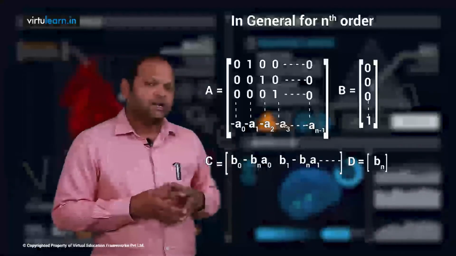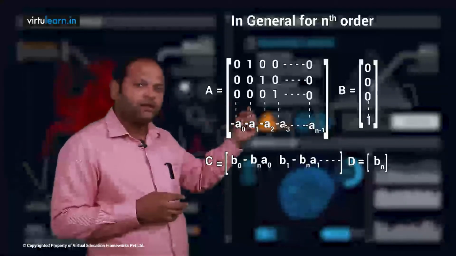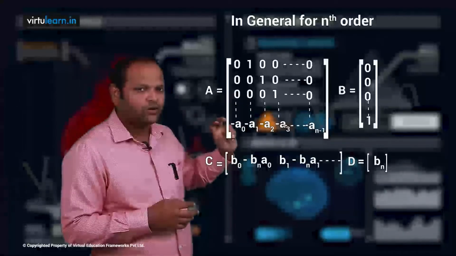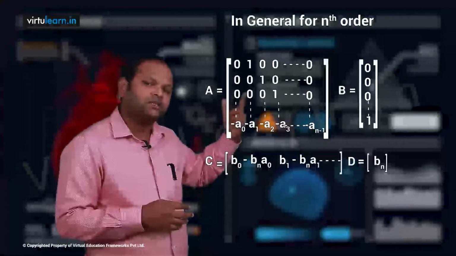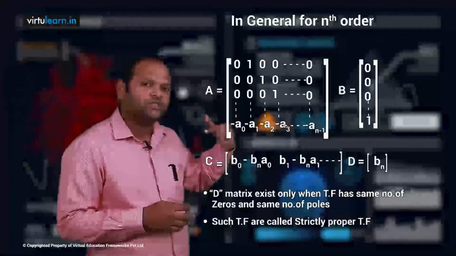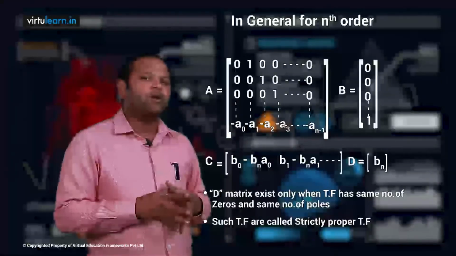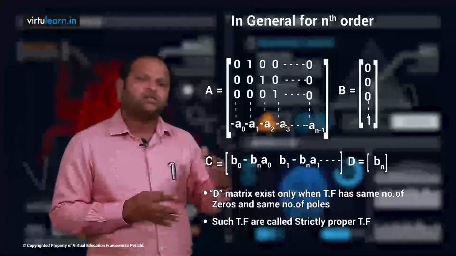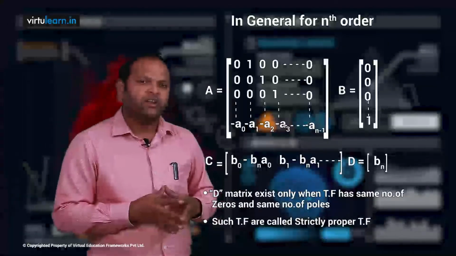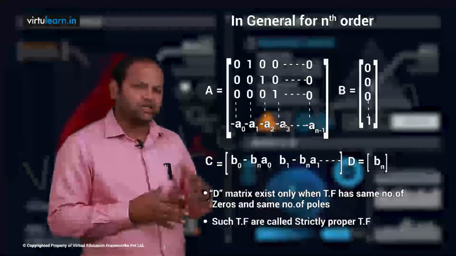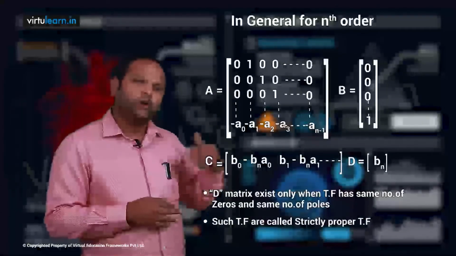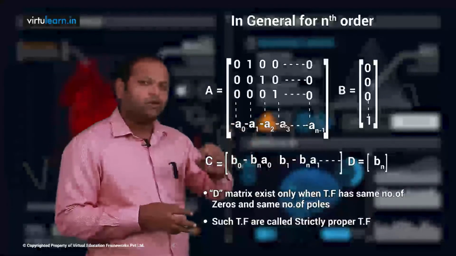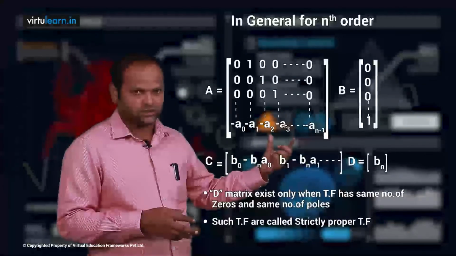And one more thing is, in the transfer function the numerator order is n, and the denominator order is also n. So both orders are the same. When both orders are the same, which means the transfer function has the same number of zeros as poles, then such transfer functions are usually called proper transfer functions. Whenever the number of poles and zeros are the same, or otherwise if the numerator highest degree and denominator highest degree are both equal, then only the D matrix exists.